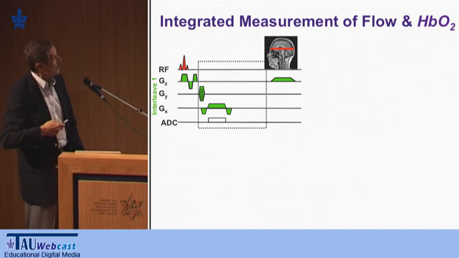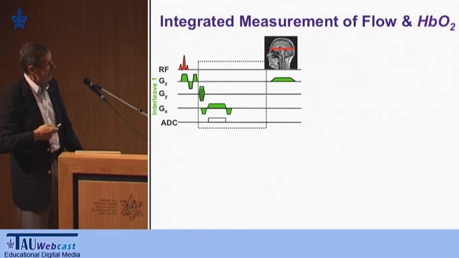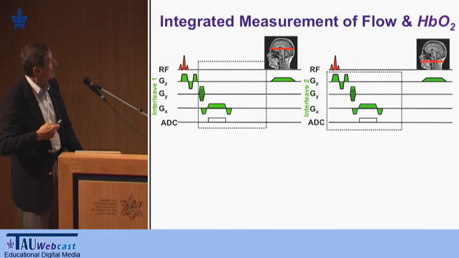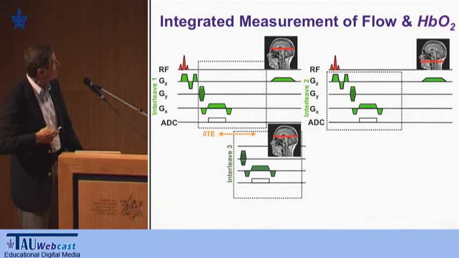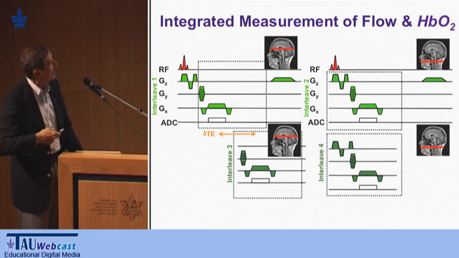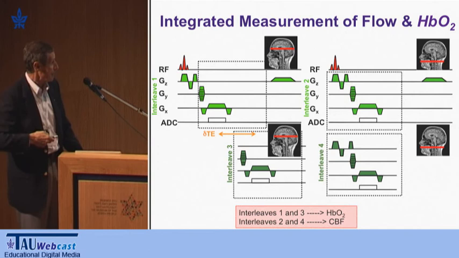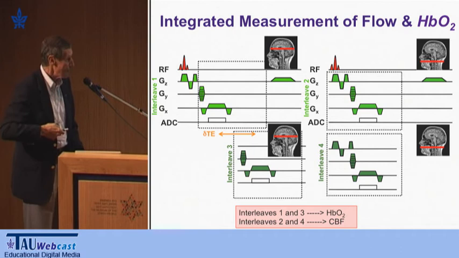But the principle is relatively simple. We designed an interleaved pulse sequence that toggles between two locations, first at the level of the superior sagittal sinus. Then we switch to the neck, go back to the superior sagittal sinus. This is all for a given baseline. And then we shift the echo in a fourth interleave. The only difference is that we move this gradient slightly to change the first moment. So we have all the tools that allow us to compute SVO2 from interleaves 1 and 3. Interleaves 2 and 4 give us CBF. And we can do this with a temporal resolution on the order of half a minute.